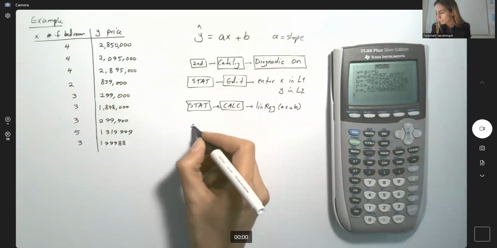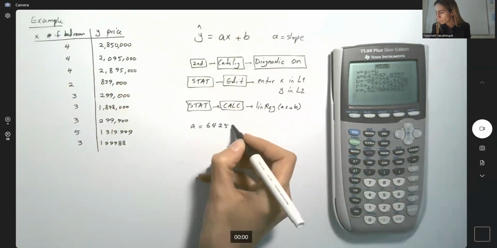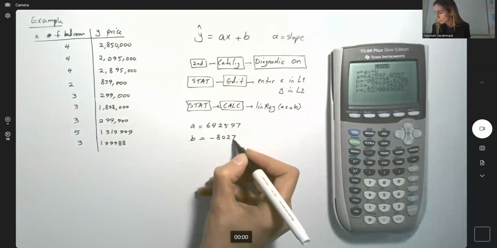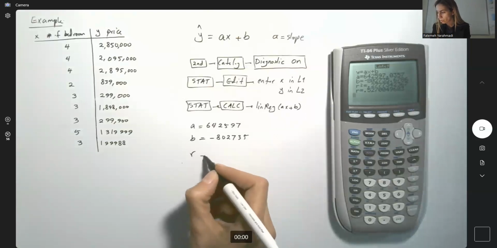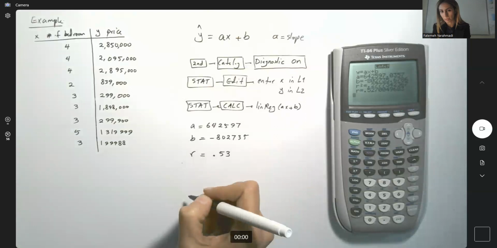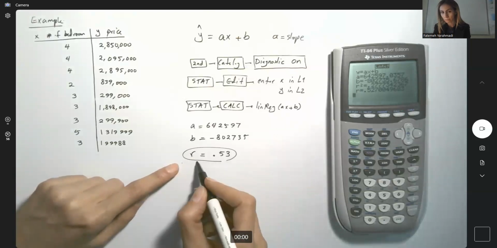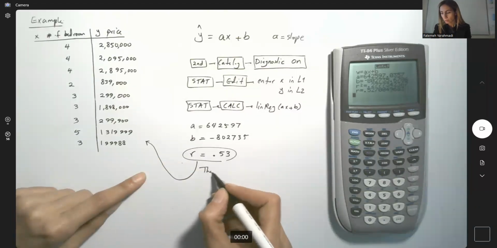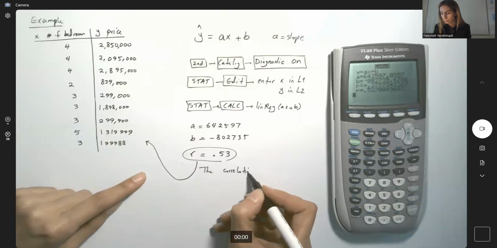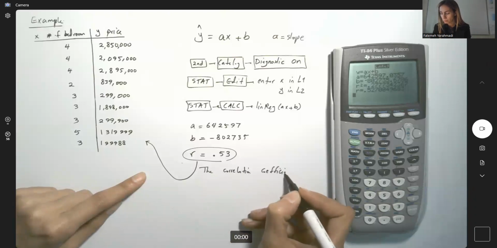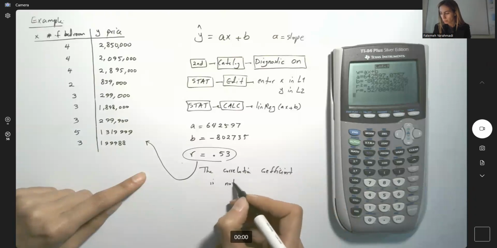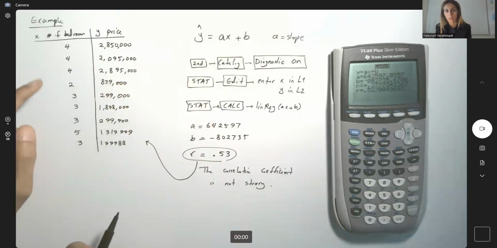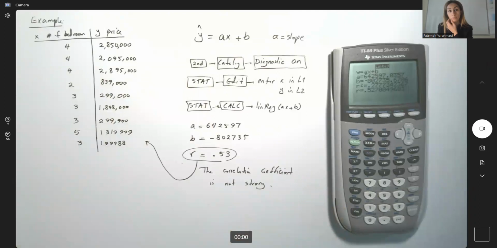So here, your A is 642597 approximately. B is about -802735 approximately, and R is 0.53 approximately. So this one is important. Why? Because it helps us to analyze this data. It says, hey, the correlation coefficient is not strong. It shows a weak association between the number of bedrooms and the price of the house.